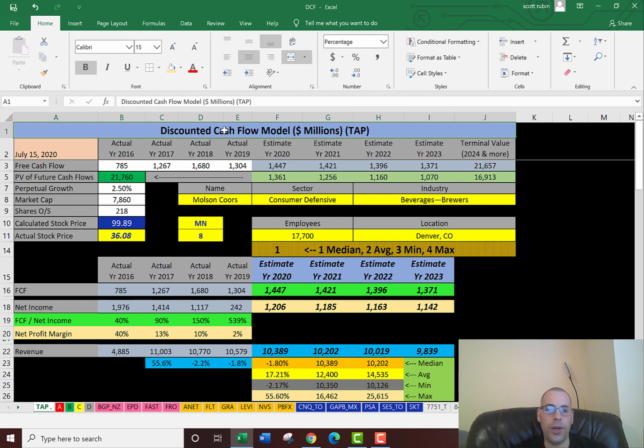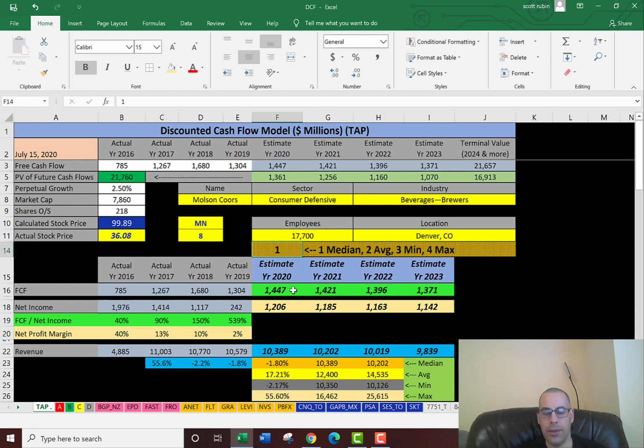So in this video, I'm going to show you how I forecast the future free cash flows for a company. I have four models. It's either the median, the average, the min, and the max. Those are the four models. So I'm using Molson Coors model, the one I just recently did. And I use the median model for this company.